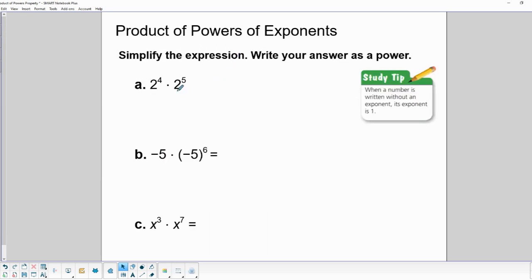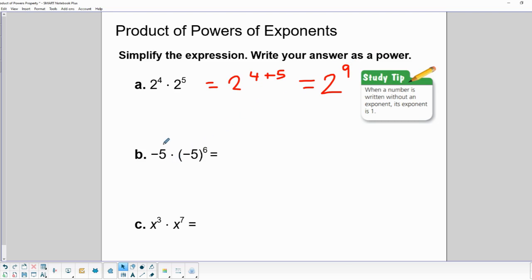For example, if I have 2 to the 4th times 2 to the 5th, then what the property that we just looked at said is that we need to just add the exponents. So this would be 2 to the 4 plus 5 power, which is 2 to the 9th.